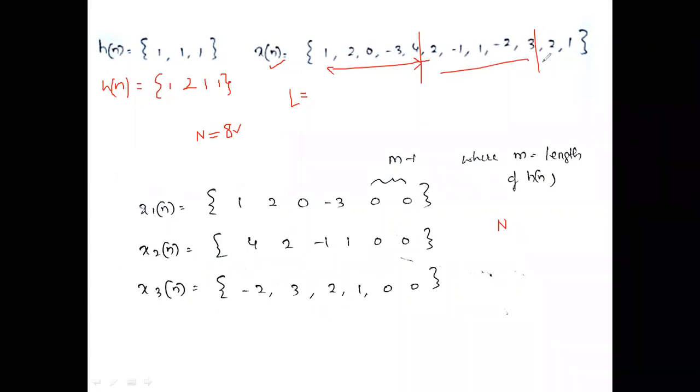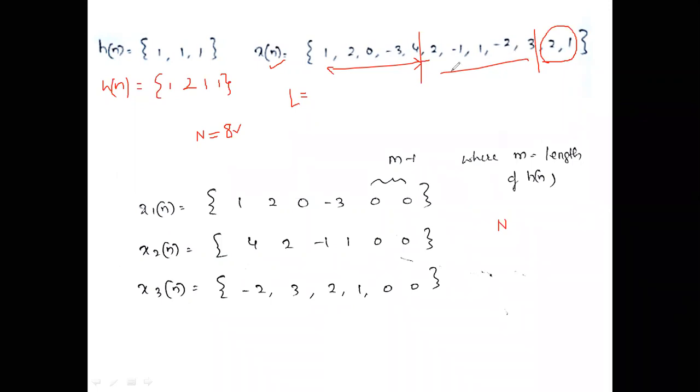Now see here, what about this one? Only 2 and 1, only 2 values are there. What shall we do? How many zeros shall we stuff in for this third sequence? 3 plus another 3. So totally 6 zeros we shall stuff in.